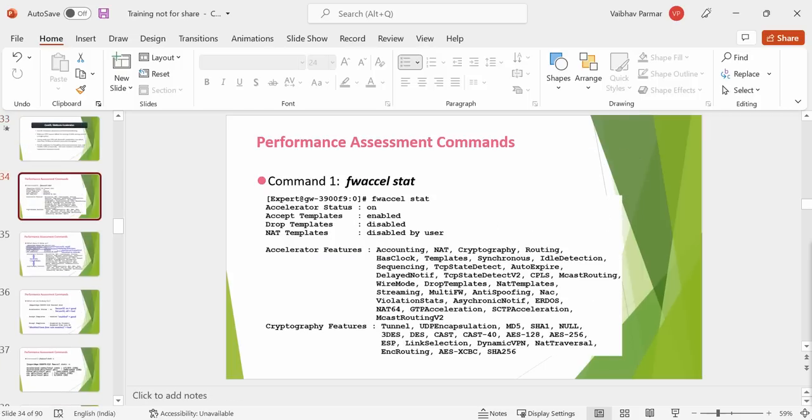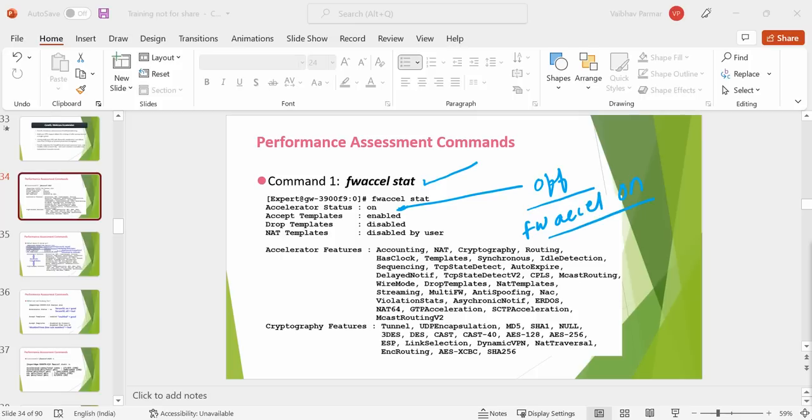So when we go to the CLI and run the command fw accel status, you will see the acceleration status. If SecureXL is enabled, you will see on. If it's disabled, you will see off. By default, it is disabled, and you have to turn it on. The command is fw accel on. That's it. Once you run this command, it automatically turns on and your acceleration gets started.